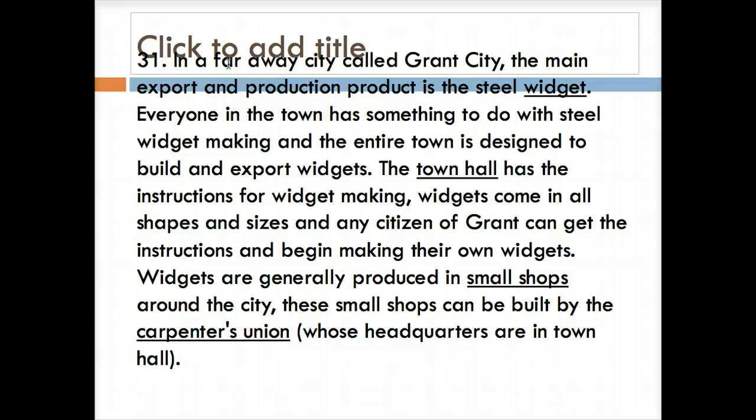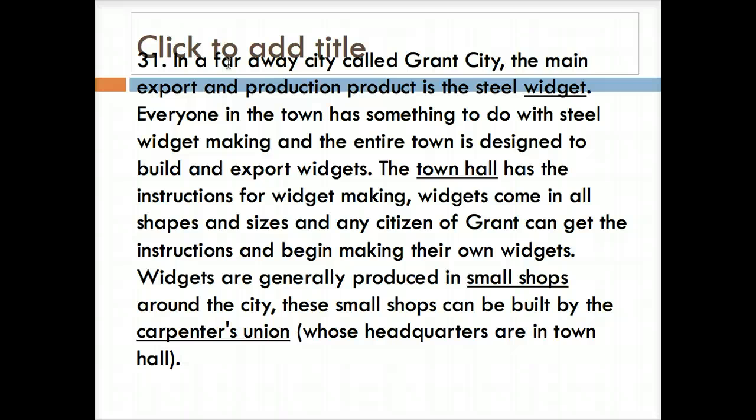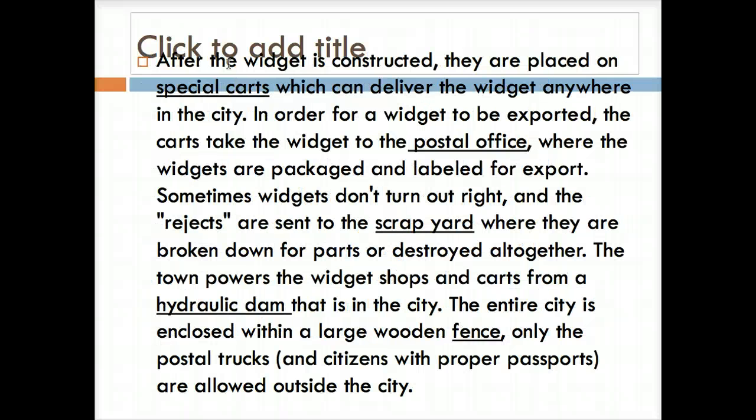And this last question, which is number 31, as you can see right here, it reads, in a faraway city called Grant City, the main export and production, blah, blah, blah. This is actually going to be your challenge question for class. So it continues on this slide and this slide. And so these two slides, it has a little story, and it will be your challenge question to identify the components of the town and identify the analogous organelle, which has the same function within a eukaryotic cell. Okay, and I'll relabel that for class as well.